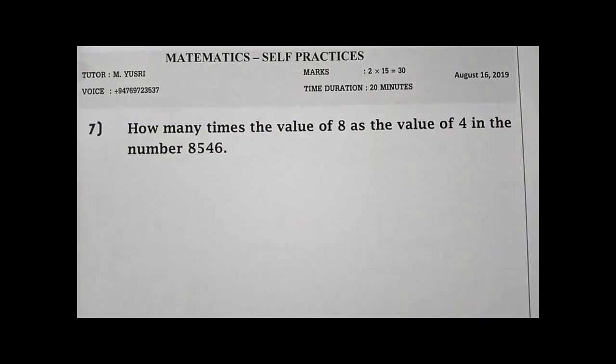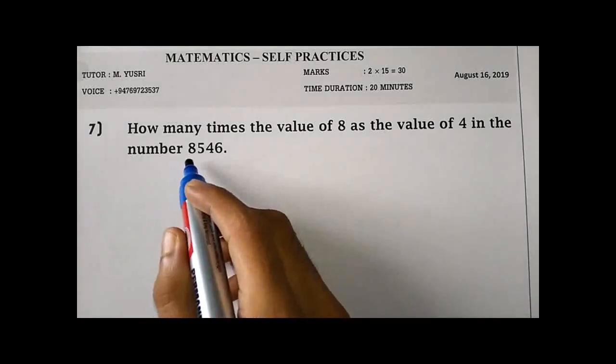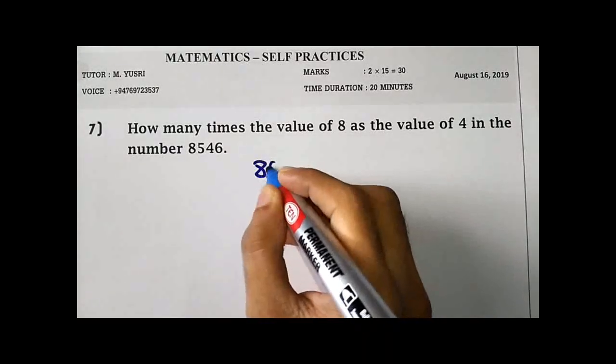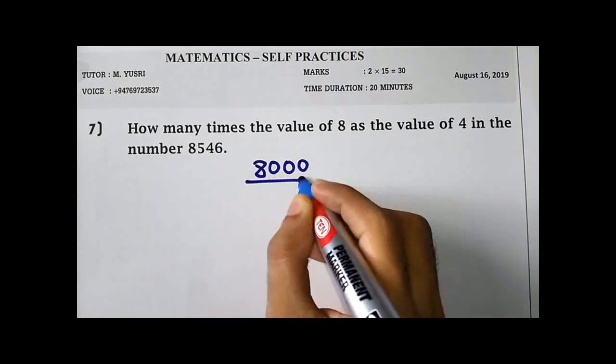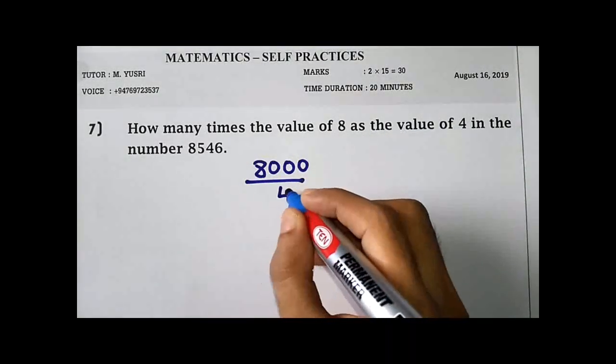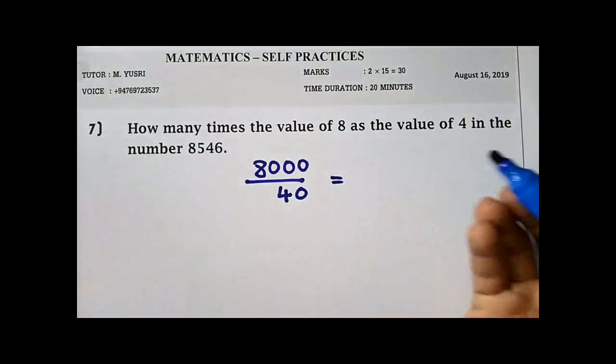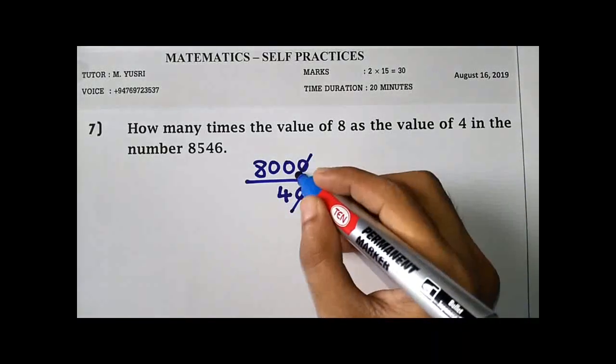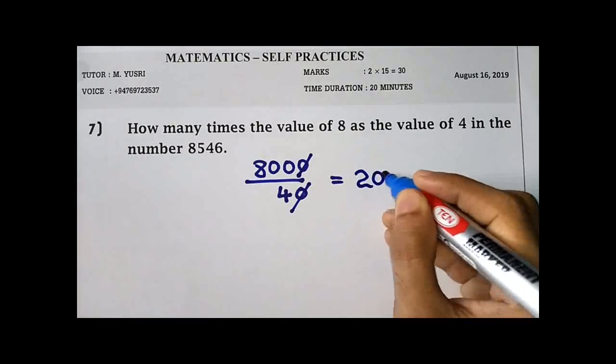So this one is not much difficult. It's very easy. How many times the value of 8? So what is the value of 8? It's 8000. As the value of 4. What's the value of 4? It's 40. Okay. Now we just have to divide them. The zeros can cancel. 800 divided by 4 is 200.